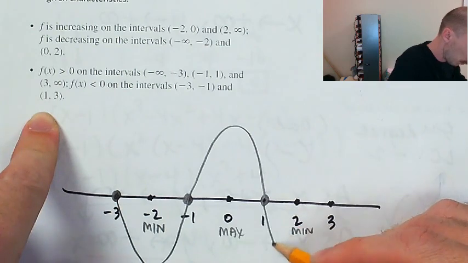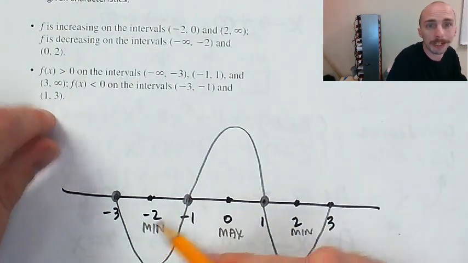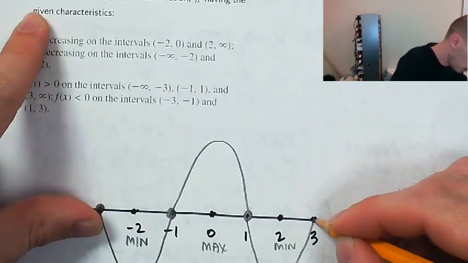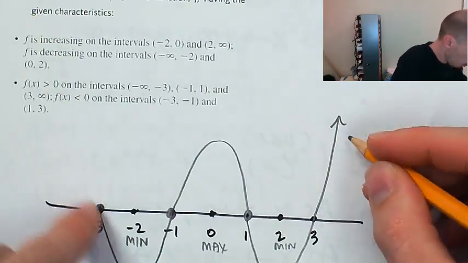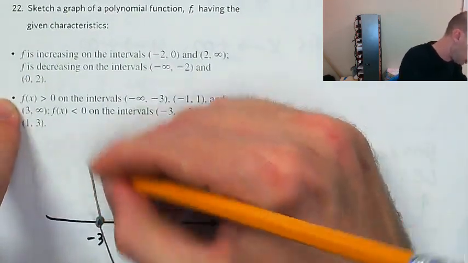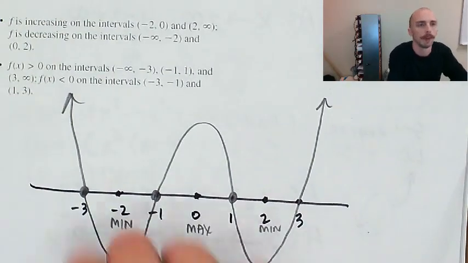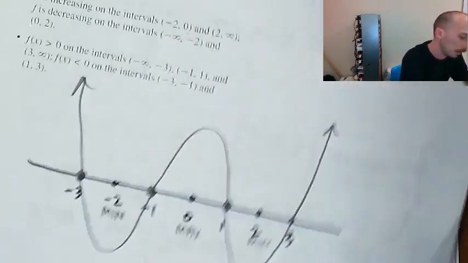I assume from 1 to 3 the function's negative. I don't really understand what the point of the interval from 1 to 3 was that we didn't already get on this interval, but that's all good. We're going to go up there. What about from negative infinity to negative 3? That's where f is positive. Okay, it's going to look like that. That was a lot of effort. I'm probably not going to ask you a question like this.